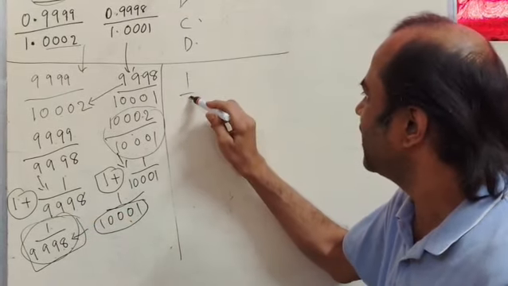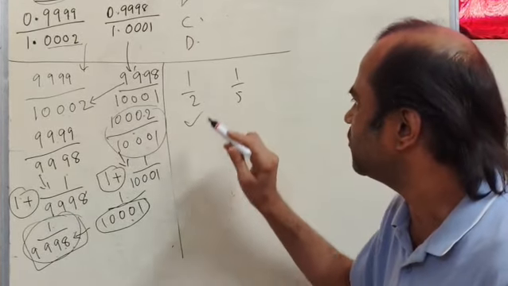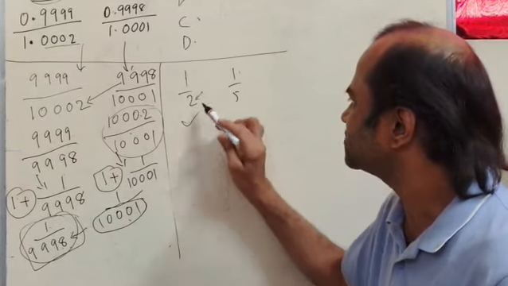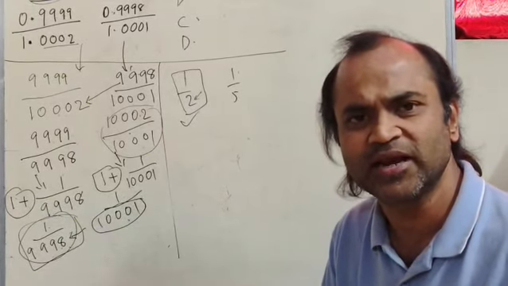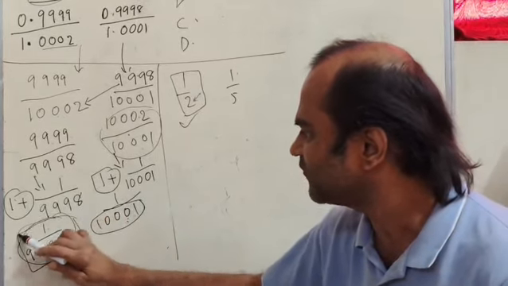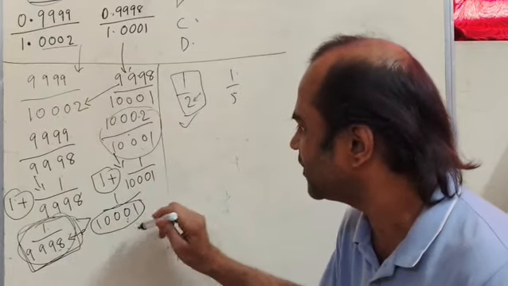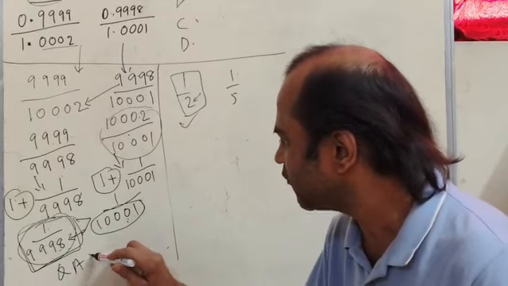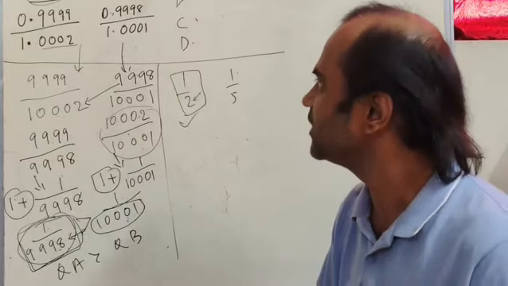For example, I have 1 by 2 and 1 by 5. If you ask me which is greater, it is obviously 1 by 2 because 1 being the same in both the numerators, wherever the denominator is smaller, the fractional value of that fraction will tend to be greater. So this denominator being smaller than 10,001, the fraction value 1 by 9,998 will be greater than 1 by 10,001. So finally, the fraction value under quantity A is greater than the fraction value under quantity B.